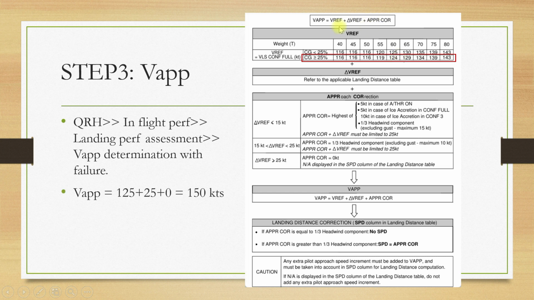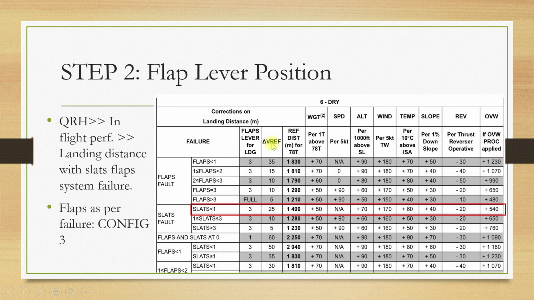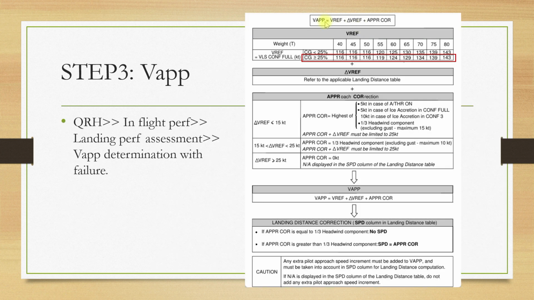And for calculating the delta VREF, we have to go back to that table for our landing distance with failure table for slats flaps. And here at the table, we can see the delta VREF is mentioned for slats less than 1, which is 25 knots. Now the third correction is the approach correction. And since our delta VREF is 25 knots, we'll go to this particular section of the table which shows that approach correction is 0 knots. So our V approach comes out to be 125 plus 25 plus 0, which is 150 knots.